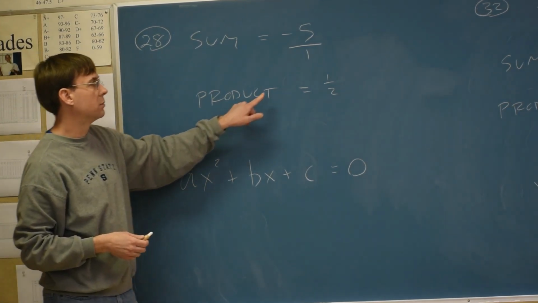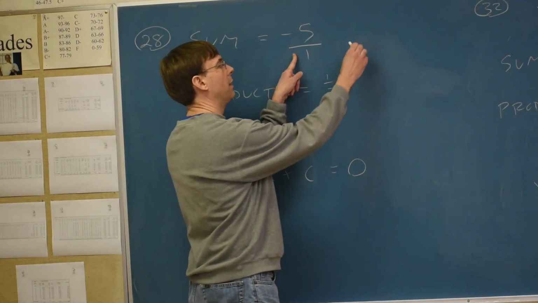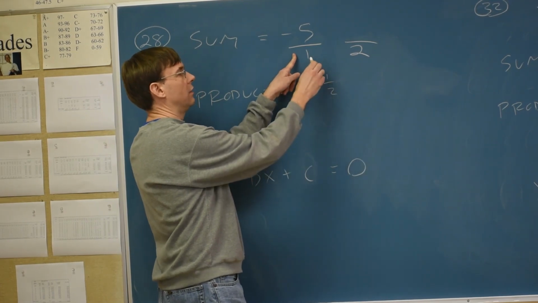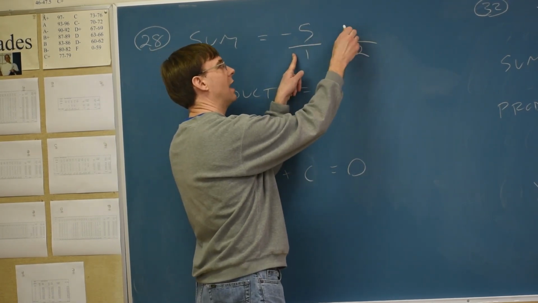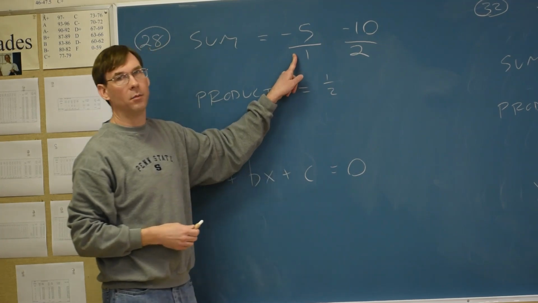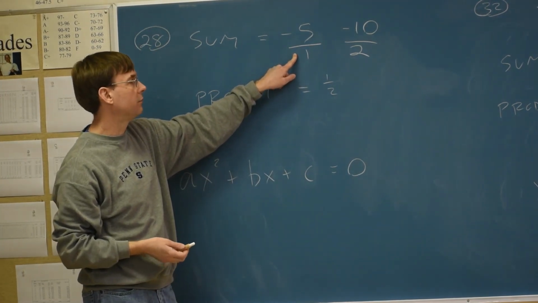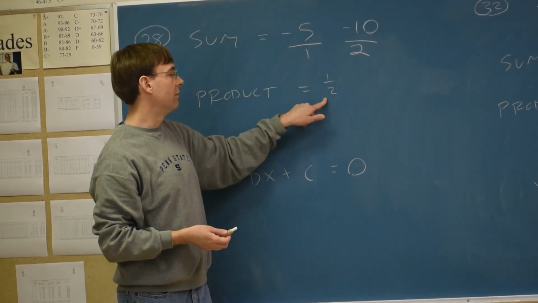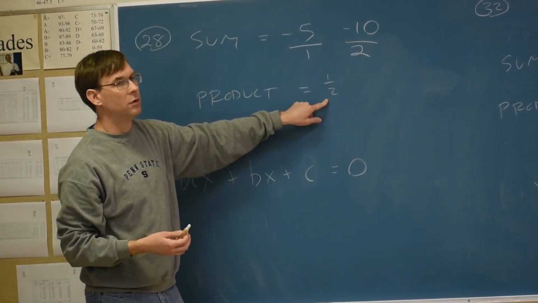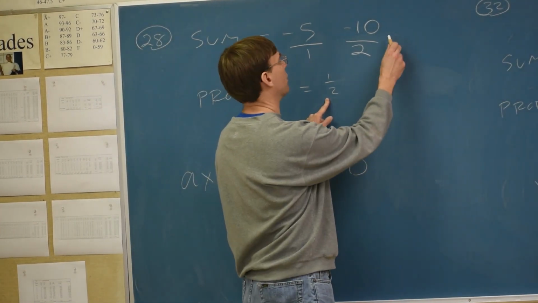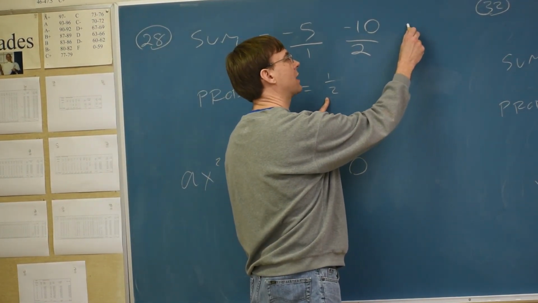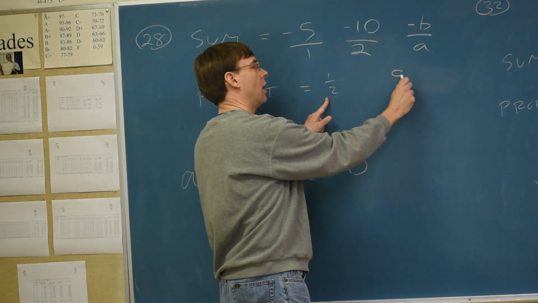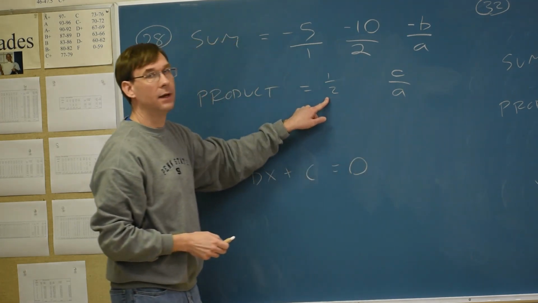The second thing we want to do is make sure these fractions have a common denominator, which this one we would rather have the bottom be a 2. If we're going to change the bottom, we have to change the top. So if we multiply the bottom by 2, we multiply the top by 2. Now we're the best off we could be for what they would have given us. Then we need to know two trivia facts. For the sum, the fraction is always negative b over a. For the product, it's always c over a.